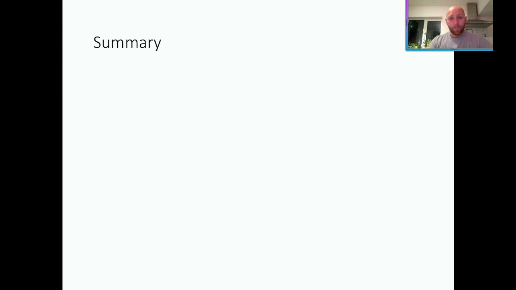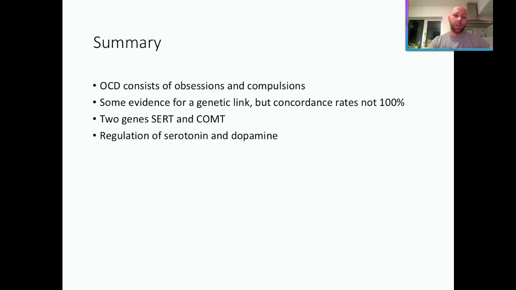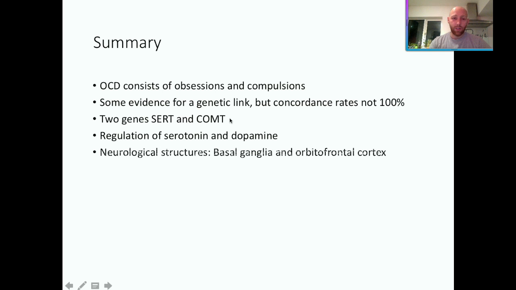So, to summarise, there is more detail in your guide notes, make sure you've read those, but OCD consists of obsessions and compulsions. There is evidence of a genetic link, but it's not 100%. There are two genes that are fingered at the moment, SERT and COMT. Regulation of serotonin and dopamine have also been suggested as responsible, and they are linked to these two genes here. Neurological structures within the brain and their functioning has also been highlighted, specifically the basal ganglia and the orbitofrontal cortex.